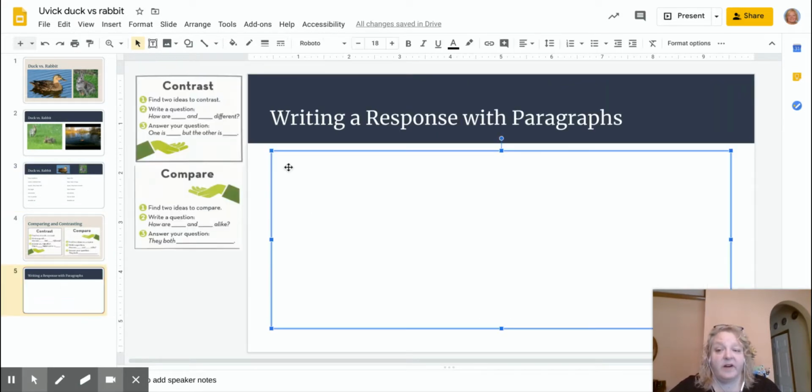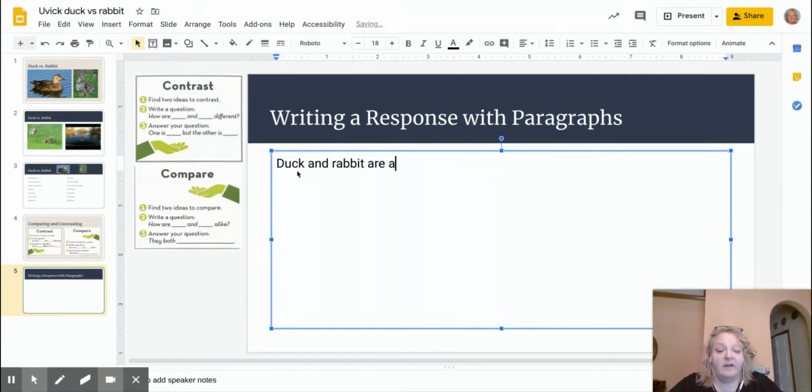So we're going to write our response. We're going to say, duck and rabbit are alike because they are both living creatures and they both breathe air.